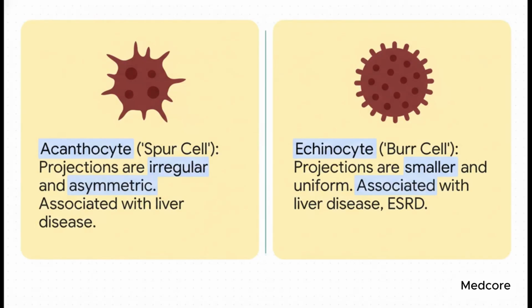Let's see what these shapes are telling us. First up, we've got two cells that trip people up all the time, the acanthocyte and the echinocyte. Now the key difference? The thing you really need to focus on is the projections. Acanthocytes, or spur cells, have these irregular, totally uneven, spiky projections. Think of them as angry, jagged cells. Echinocytes, or burr cells, are much more orderly. Their projections are small, uniform, and evenly spaced. Both can show up in liver disease, which is tricky, but their distinct shapes tell a slightly different story.